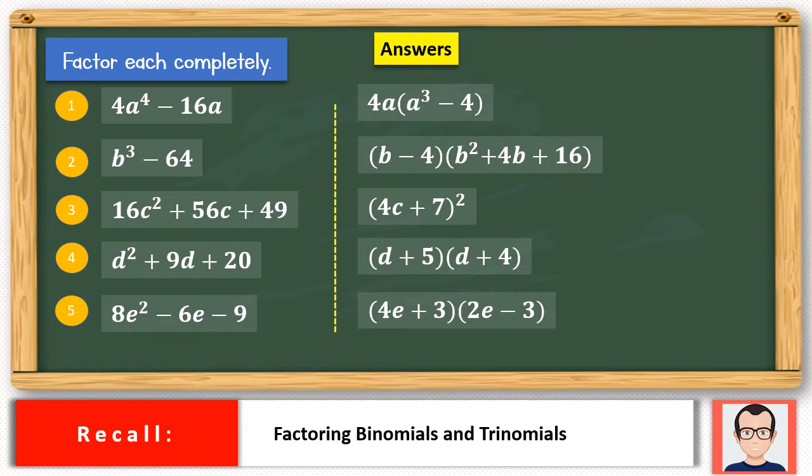For today's topic, we will discuss the general strategy in factoring complex binomials or trinomials. But don't you worry, I will be here assisting you. Alright, let's start.